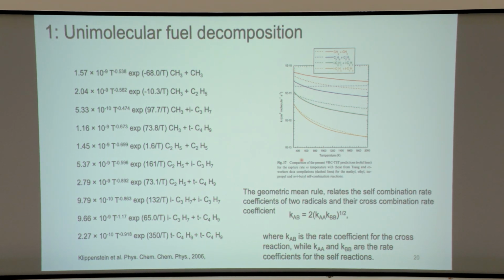He calculates K as a function of temperature for different types of recombination reactions. The first recombination reaction he shows is methyl plus methyl. It's shown here in the red line, okay? Then he has ethyl plus ethyl, C2H5 plus C2H5, isopropyl plus isopropyl is shown here, and then tert-butyl plus tert-butyl is shown here. And I think he says in the caption, he's compared these to data combined from Tsang and co-workers, which is the dashed line, and then his calculations, which are the solid lines. And he calls these self-recombination reactions, recombination of two same radicals.